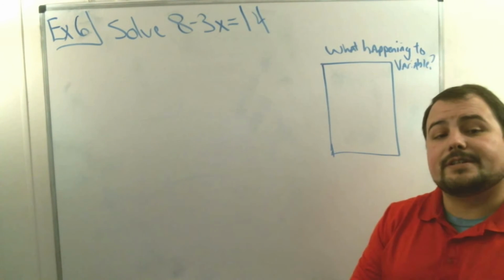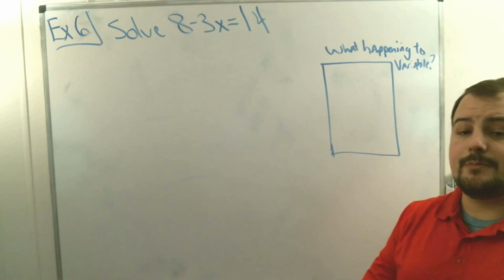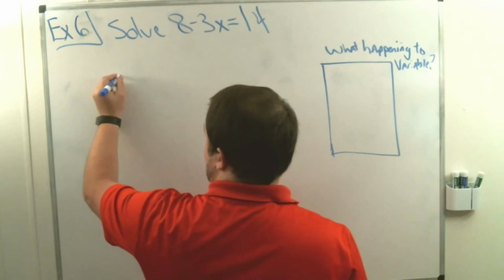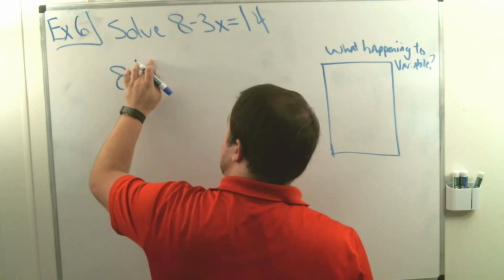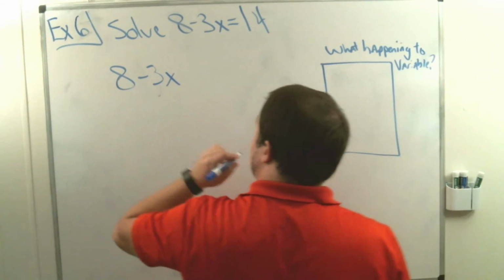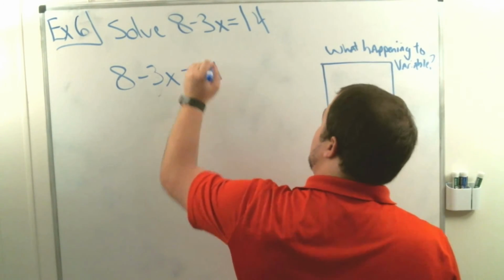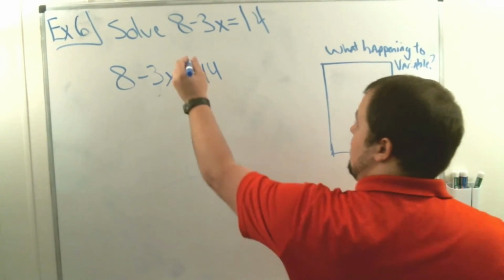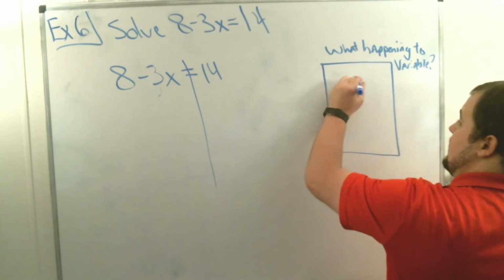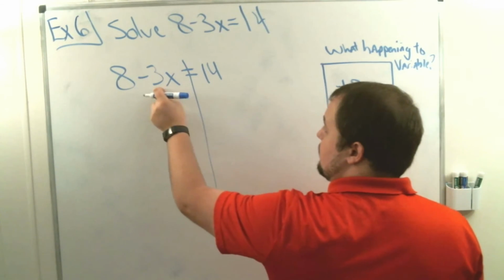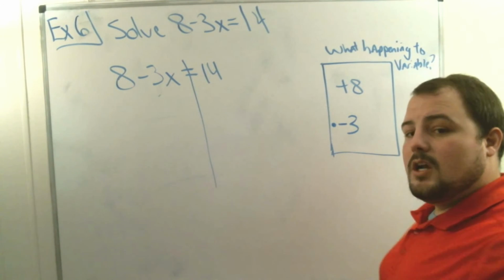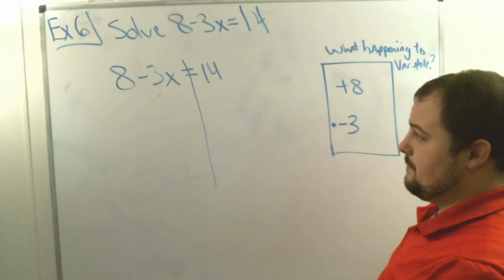In example 6, we're going to be solving the problem 8 minus 3 times the number equals 14. We're going to set it up the same way. First thing we do, we say 8 minus 3 times the number, so 3x, equals 14. And we're going to write down what's happening on the side with x. Well, that's a positive 8, so I'm going to write positive 8. And this is a negative 3 times x, so I'm going to write negative 3 is being multiplied. If I get rid of these two things, I'll have my answer.